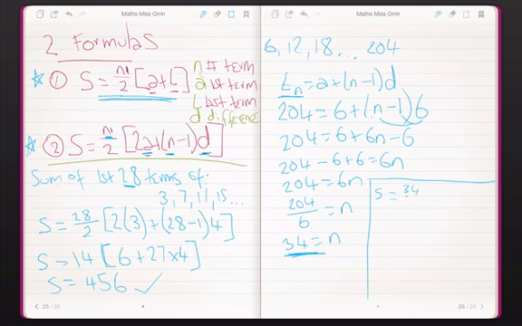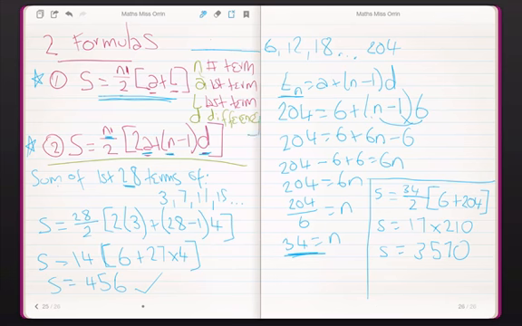So n over 2, n is 34 over 2, okay, and then in our brackets we have a, which is 6 because that's our first term, plus L, which is 204 because that's our last term, okay? So S is 17 times 210 because that's these two things added together, yes? I hope we're all on board for that. And that's 3,570, okay?